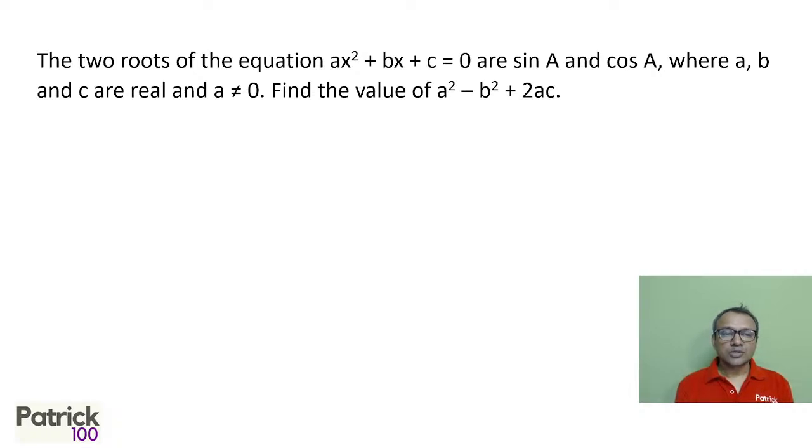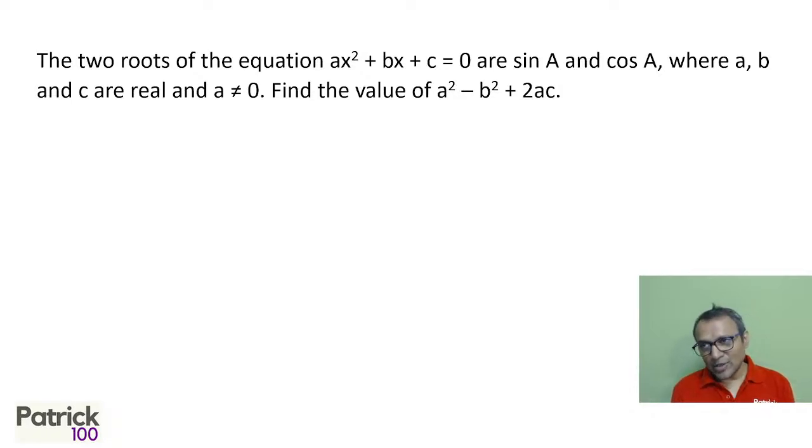Right. First question is this. Two roots of the equation ax squared plus bx plus c are sin a and cos a, where a, b, c are real and a is not equal to 0. Find the value of a squared minus b squared plus 2ac. It may look difficult because of the sine and cos mentioned there.